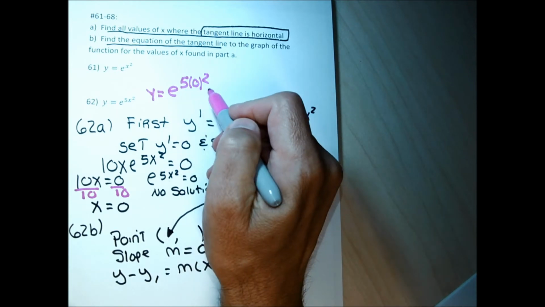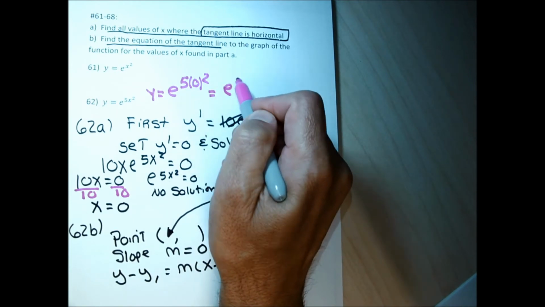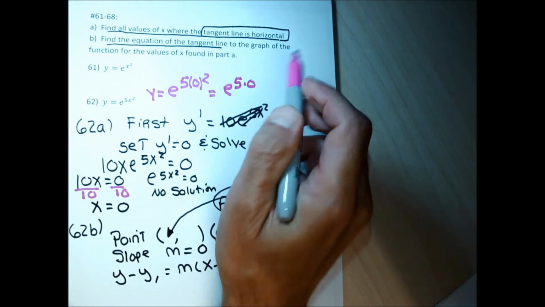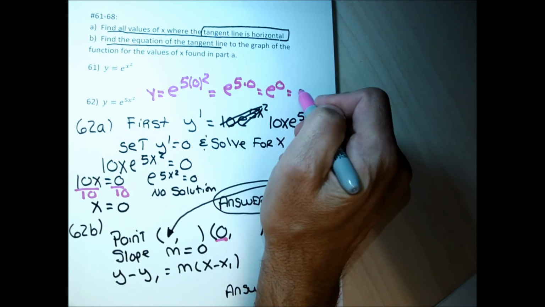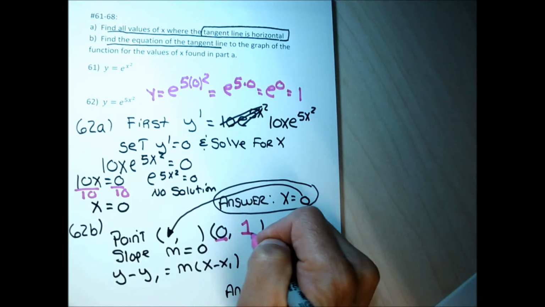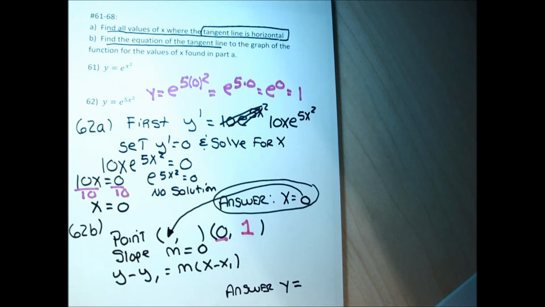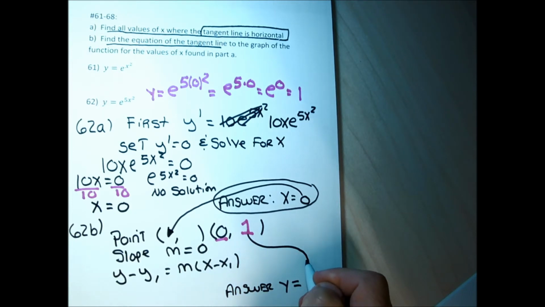And then the exponent comes out to 0, because this is e to the 5 times 0 squared, and 0 squared is 0. That's e to the 0 power, and anything to the 0 power is 1. I wrote that in big pink because I could shortcut my answer. So now I have everything I need to do part 62b. And if I want to be slick, when the slope of the tangent line is 0, the equation of the tangent line is just going to be y equal to the y coordinate of the point that it's passing through.